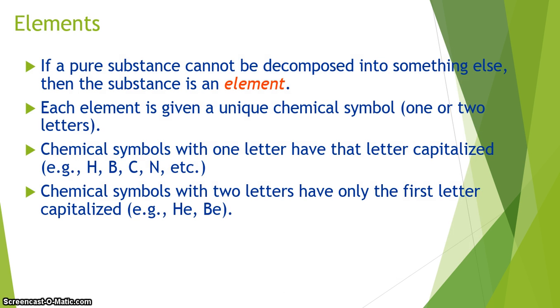So let's start with elements. Pure substances that cannot be decomposed into something else, you have an element. We've learned some of the element symbols, and we know that each element has a unique symbol that's one or two letters. When they have one letter, the letter is capitalized, like hydrogen, boron, carbon, nitrogen, those all have one letter symbols, so we capitalize them. And if there's two letters, the first one's capital and the second one is not, like helium is capital H, little e, beryllium is big B, little e.